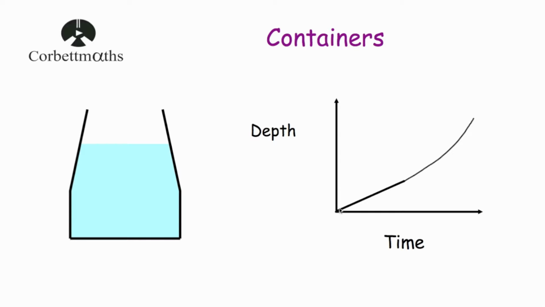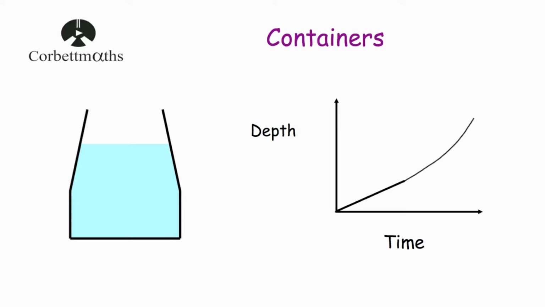So at the beginning, it's a straight line. As you start filling it up, the depth of the water will increase quite slowly. And then you get to this point, and the container starts getting narrower. So what happens is that it starts going up a bit faster and a bit faster, and the depth of the water just goes up faster and faster, and it looks something like this. So it'll be a straight line to begin with, and then the depth of the water will go up faster as time goes on. As the time goes on, the depth of the water goes up more and more each second.